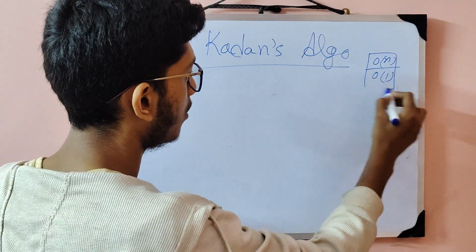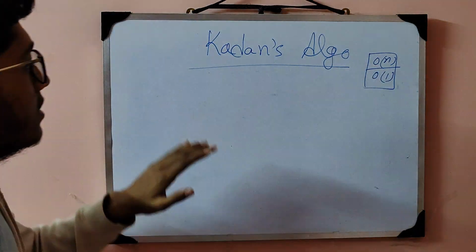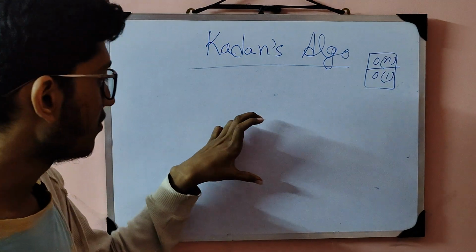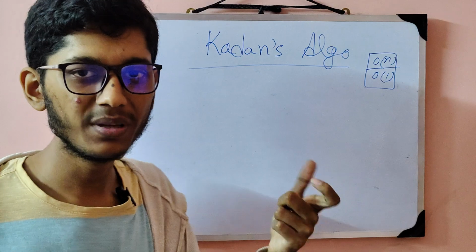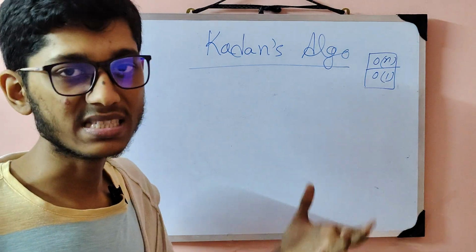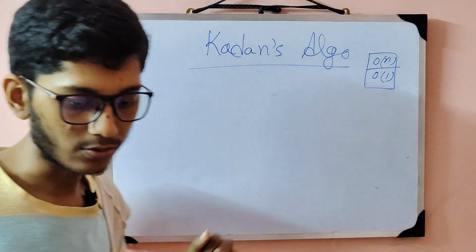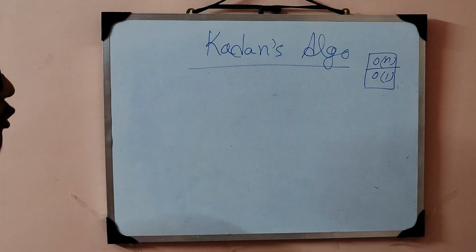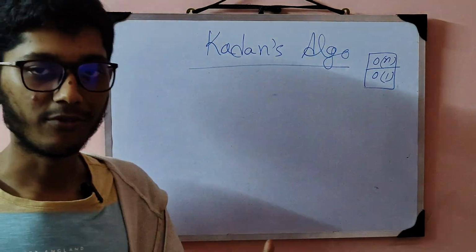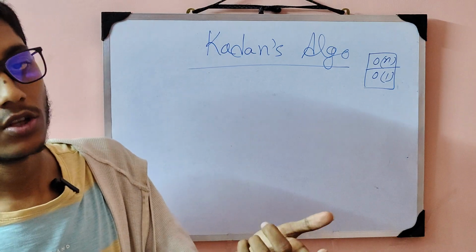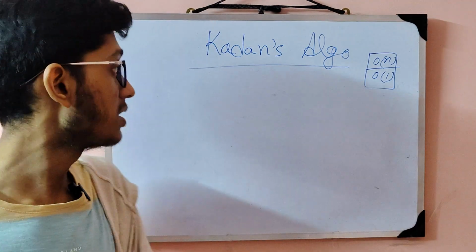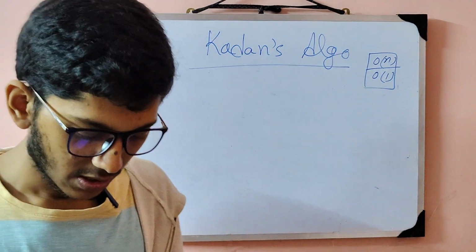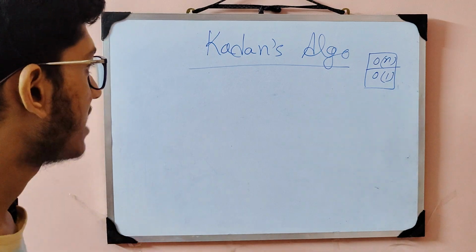And the coding part is very small. The code will be 5 to 6 lines. So this is a very good algorithm. We will look at the most naive or brute force approach, then the better solution, and then we will come to the most efficient Kadane's algorithm. So without further ado, let's get started.